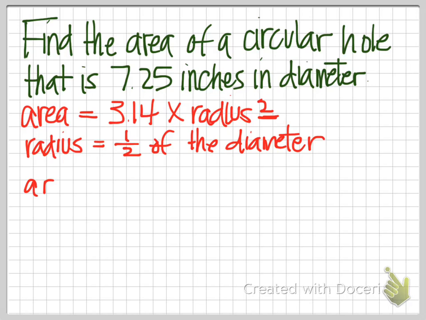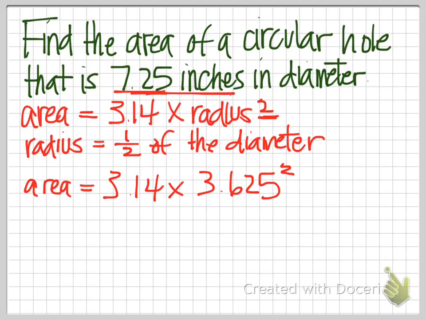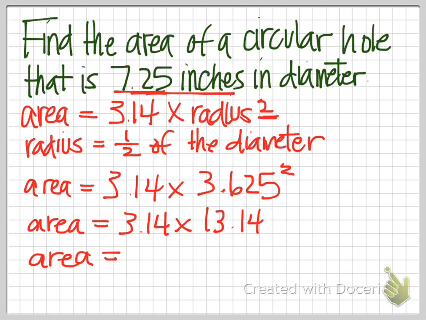So area for this problem equals 3.14 times half the diameter. The diameter is 7.25 inches, so half of that is 3.625, and then we'll have to square that, or multiply 3.625 times itself. So therefore our area equals 3.14 times 3.625 times 3.625. If we do that math, our answer for the area of the circular hole is 41.259.